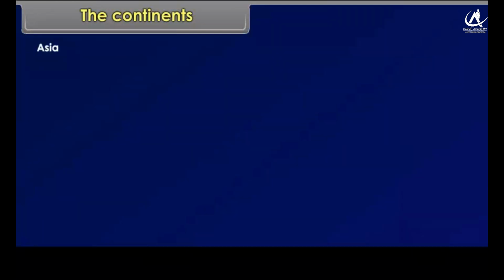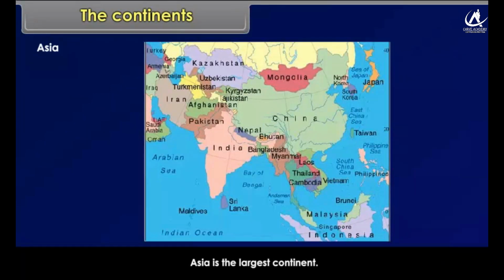Asia. Asia is the largest continent. It covers about 1/3 of the total land area of the Earth. Asia lies in the Eastern Hemisphere. It is separated from Europe by the Ural Mountains on the west. The combined landmass of Asia and Europe is called Eurasia.